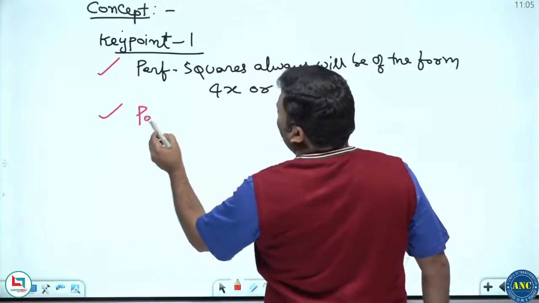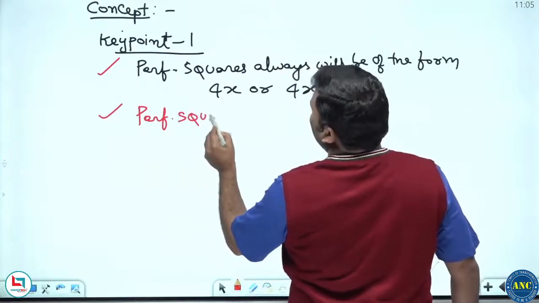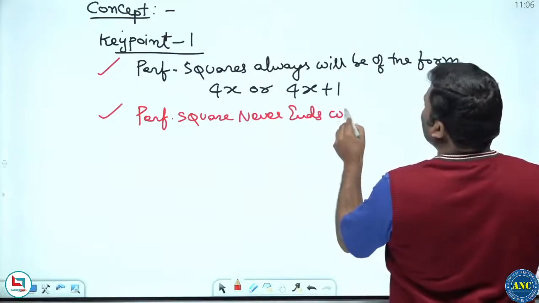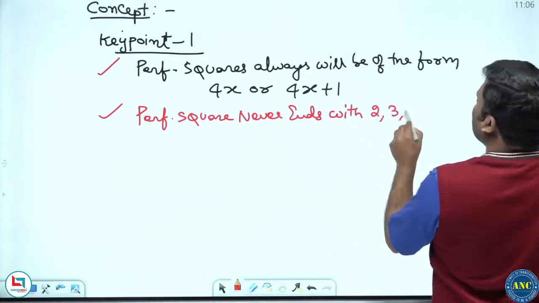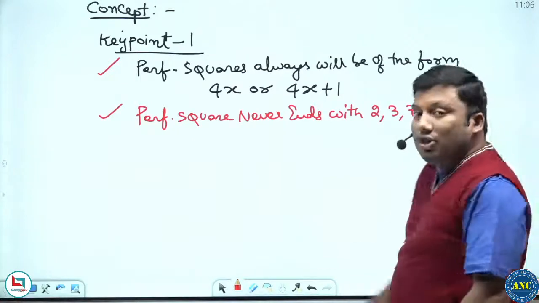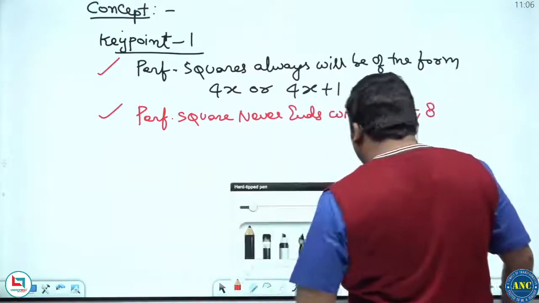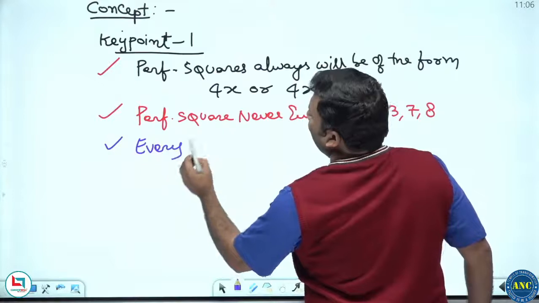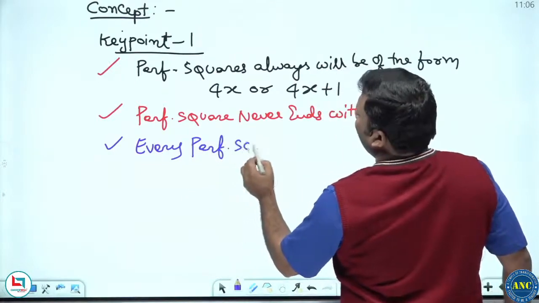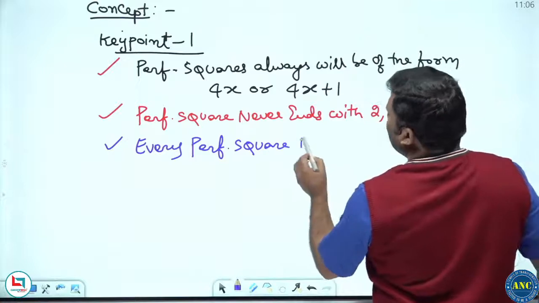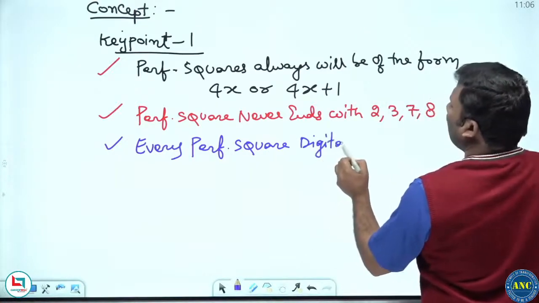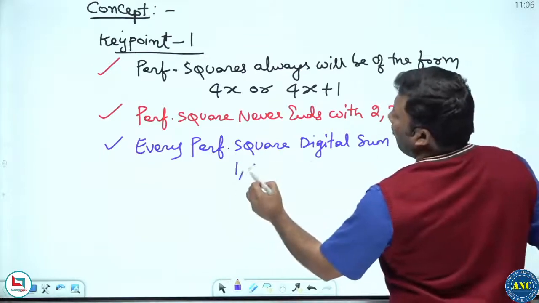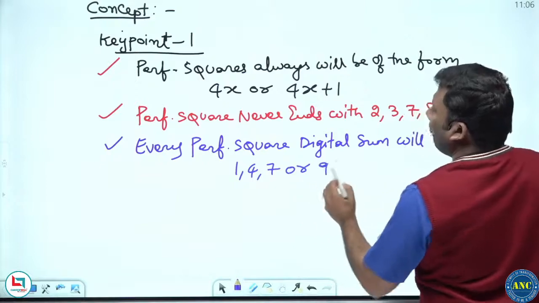Second concept. A perfect square never ends with 2, 3, 7 or 8. This is the second property of a perfect square. These also we discussed. Third property. What is the third property? Every perfect square, digital sum will be 1, 4, 7 or 9.